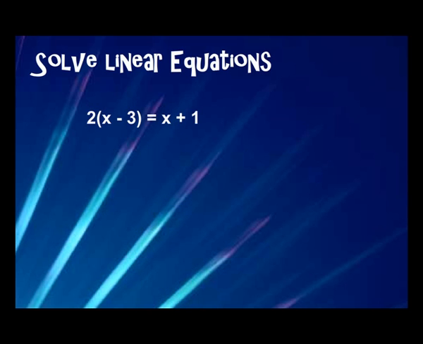Here's another one. It looks a little bit more complicated, but we're just going to do exactly what we've been doing. So first of all, a number next to a parentheses means you're going to multiply. And we're going to use our distributive property to multiply the 2 through everything in the parentheses. So 2 times x is 2x. 2 times a negative 3 is a negative 6, or subtract 6, equals, now there's nothing to do on the right side, so we're just going to write that out as x plus 1.